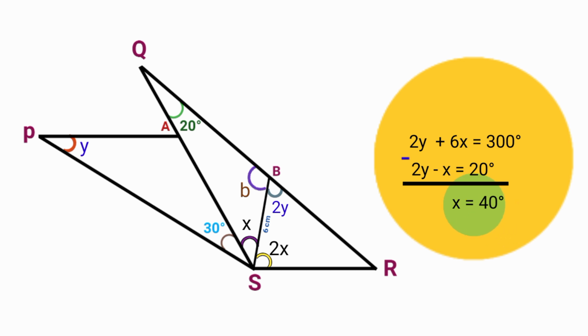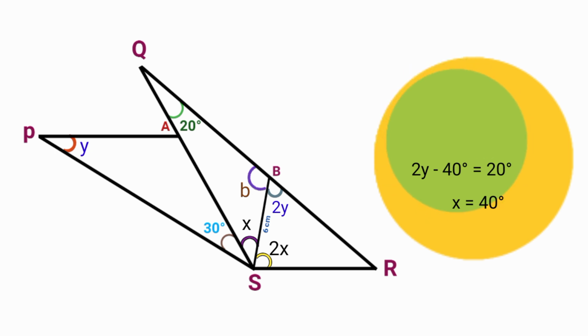and hence x equal to 40 degree. So now, since x equal to 40 degree, to find the value of y, we just substitute the value of x into any of these two equations. Let's substitute it here. 2y minus x equal to 20 degree. Substituting x equal to 40 degree here, 2y minus 40 degree equal to 20 degree. So to find the value of y, we add 40 degree to both sides. Now, 2y minus 40 degree plus 40 degree equal to 20 degree plus 40 degree.